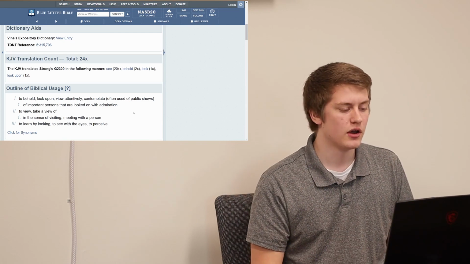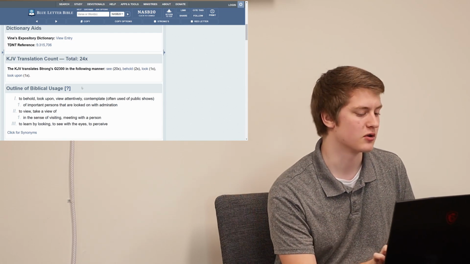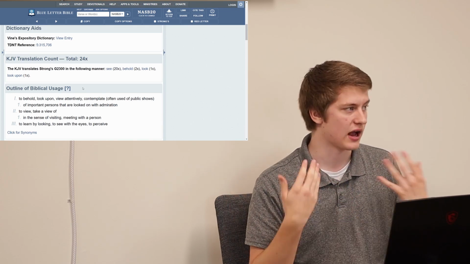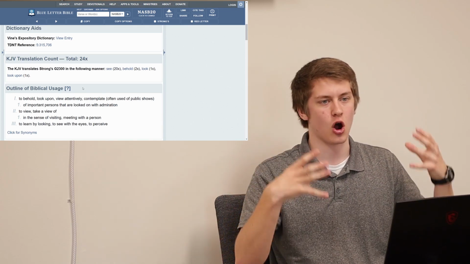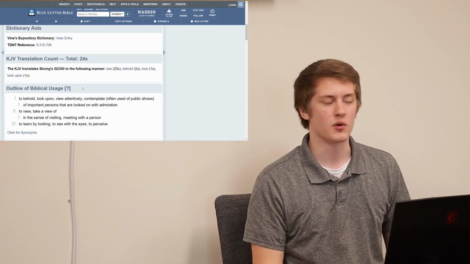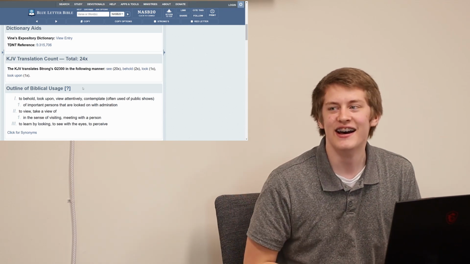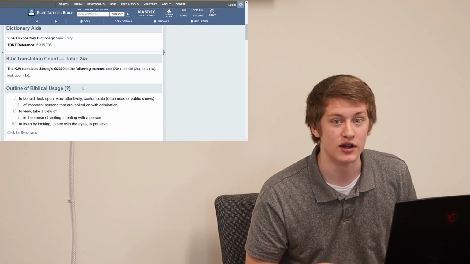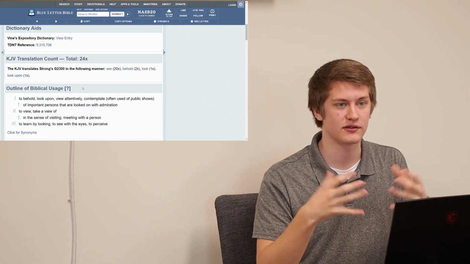stronger of a word. So as you can see in the outline of biblical usage, it talks about to behold, look upon, view attentively, or contemplate. So it's a little bit stronger than just, we were glancing and we saw his head, right? We took a good look at him and he's not a ghost. This is actually Jesus. This is actually God.